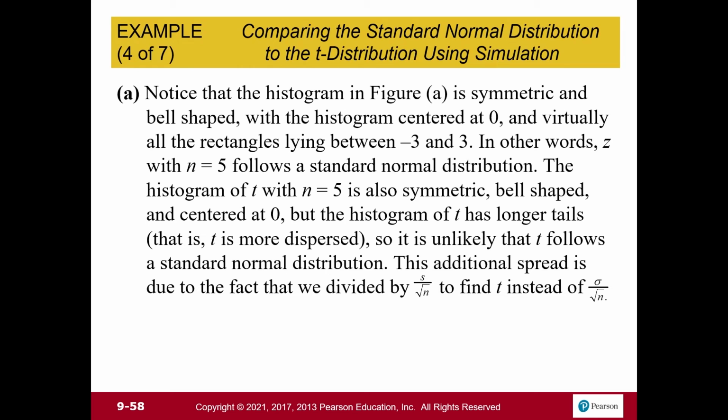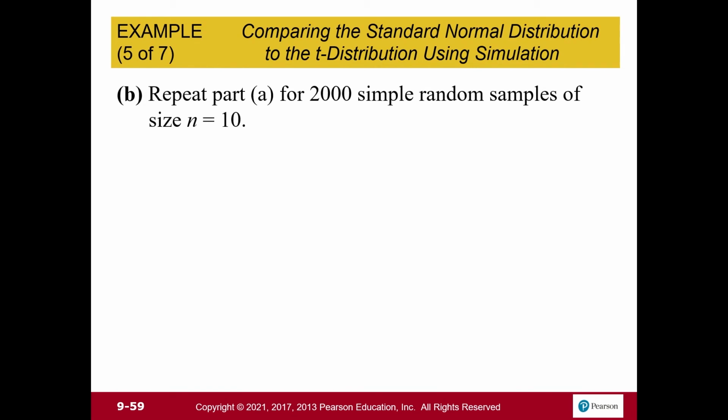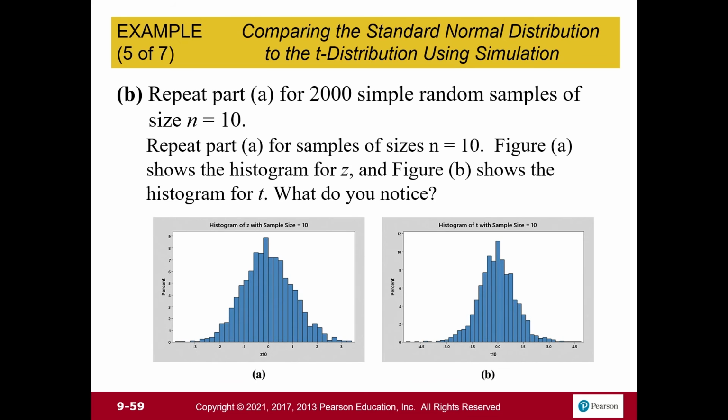This additional spread is due to the fact that we divided by s over the square root of n to find t instead of sigma divided by the square root of n. So now we're going to repeat this for sample sizes of size 10. Here it says repeat part A, and also we're going to do the same thing for t.